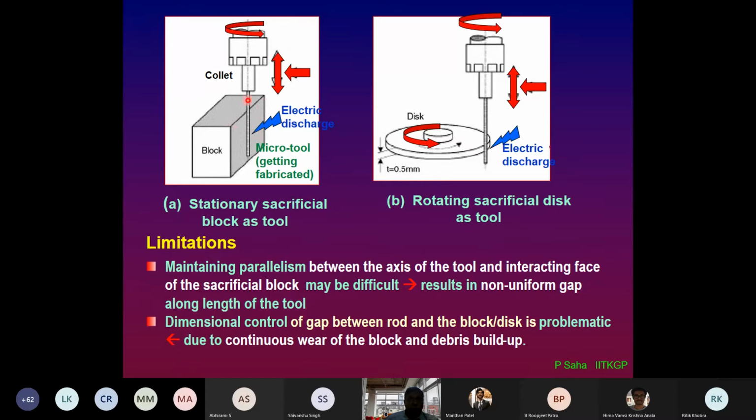Okay, this tool may be typically made of copper, or sometimes it can be made of tungsten, and this block is made of copper. Okay, with time, there may be some erosion of this block. How do you compensate for that? So this altogether makes the problem of accuracy and achieving things with the tool.